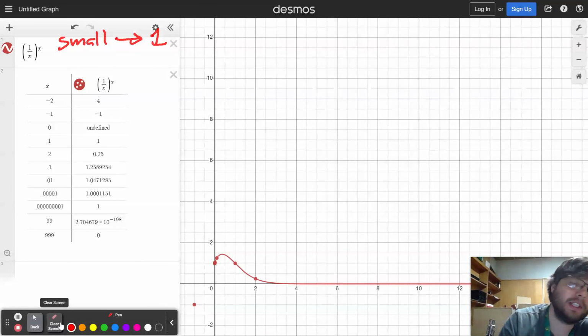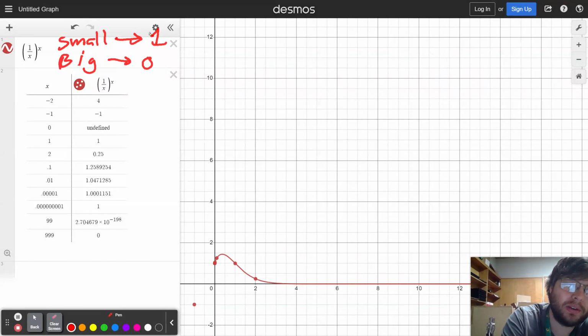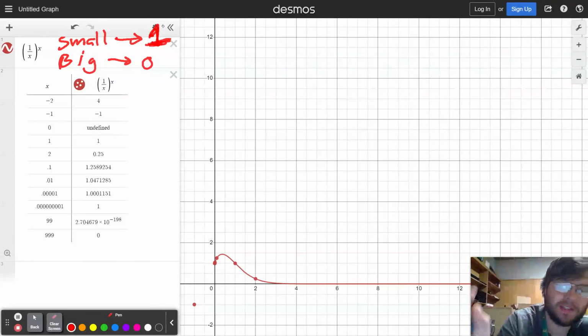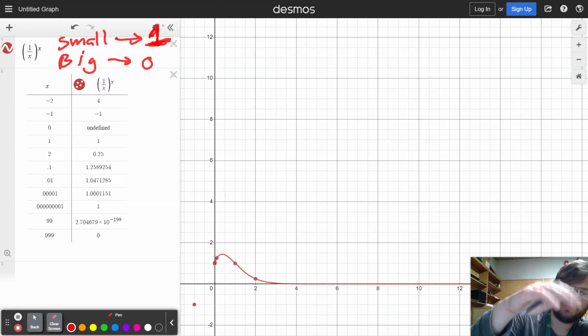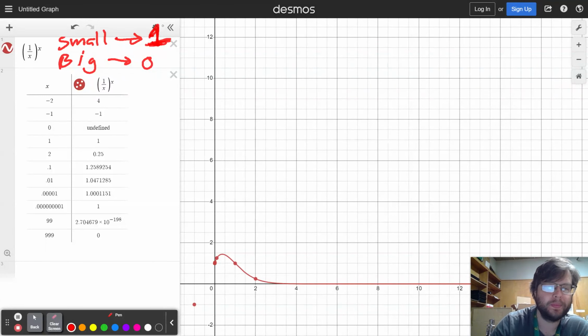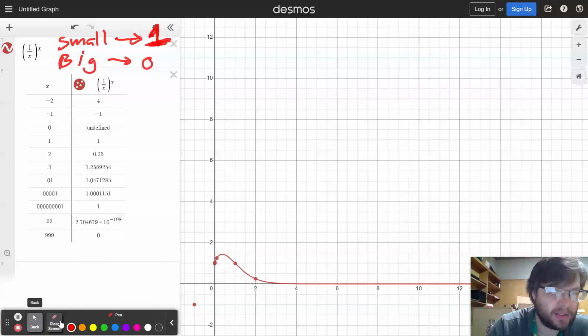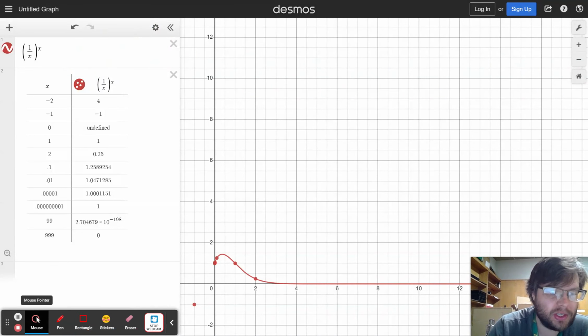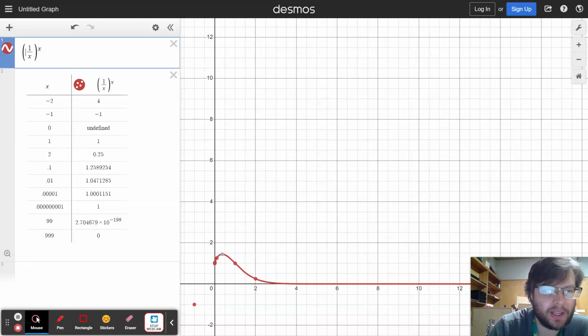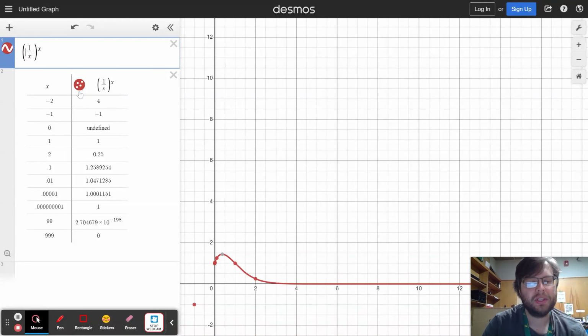So what am I noticing here? As I plug in big numbers, it approaches 0. So this is kind of weird. When it was just 1 over x by itself, all it did was switch small and big. Now, small goes to 1 and big goes to 0. What we're going to do next is change it just a little bit more. We started with 1 over x, we raised it to the x power. Now we're just going to add 1 to it.